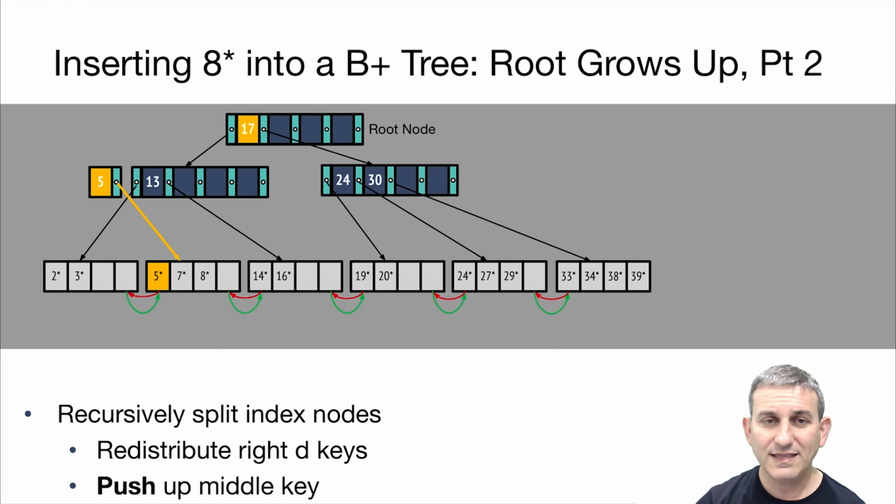But unlike in the case of the leaf level, the 17 is going to actually get pushed up into the parent, not copied up. So the 17 is now up above, and you'll see that we have the right number of pointers and keys in the nodes that remain. And now there's room for us to put 5 on the original node. So we can do that as well.